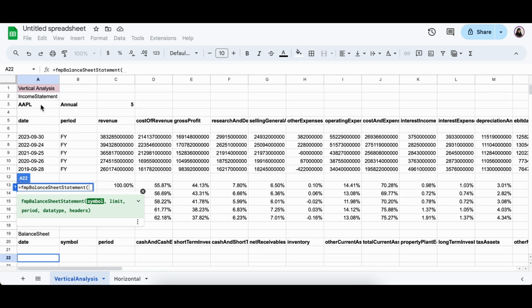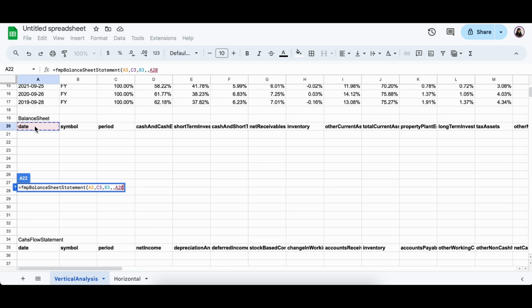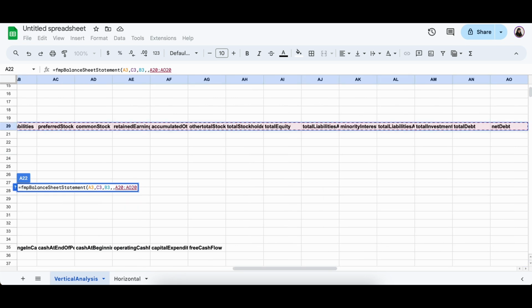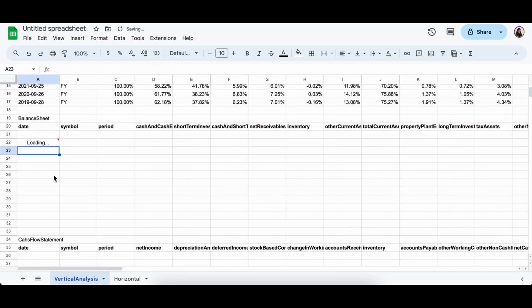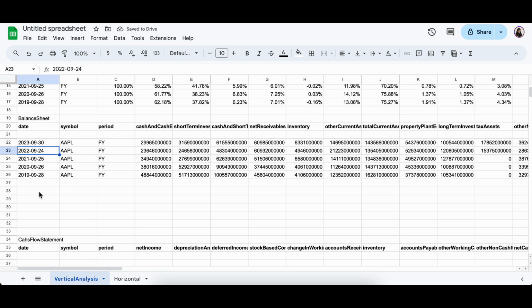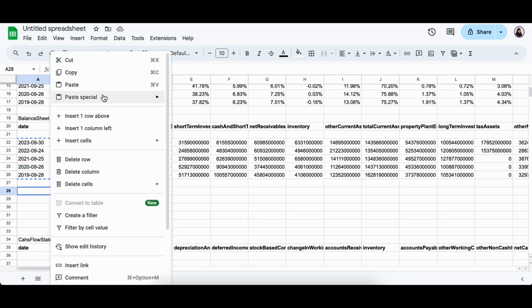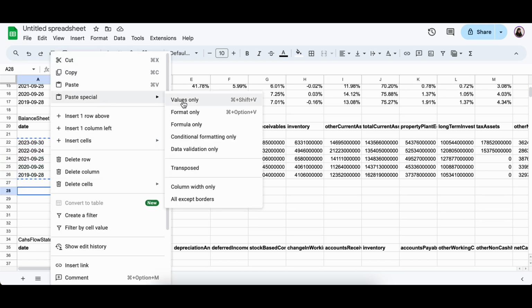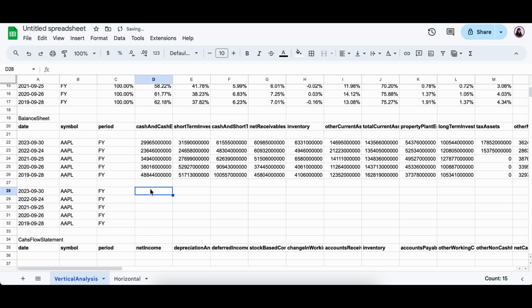Again, we put the symbol Apple, then we put the limit of 5 years, then the period. This one is blank, and then for the headers, we simply put these headers. Again, you can leave this field blank if you want. And now we have data for the company's balance sheet. Again, we can copy this data right here. Don't forget to paste it as values, because here it's formulas.